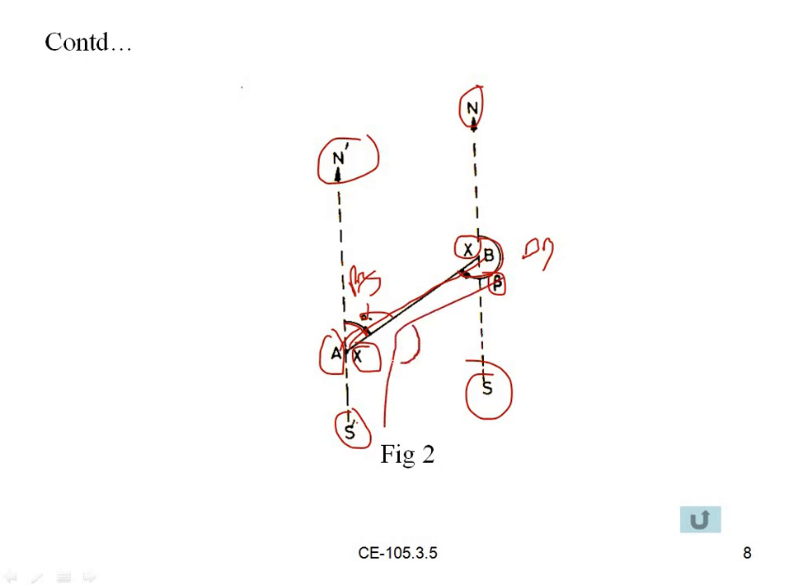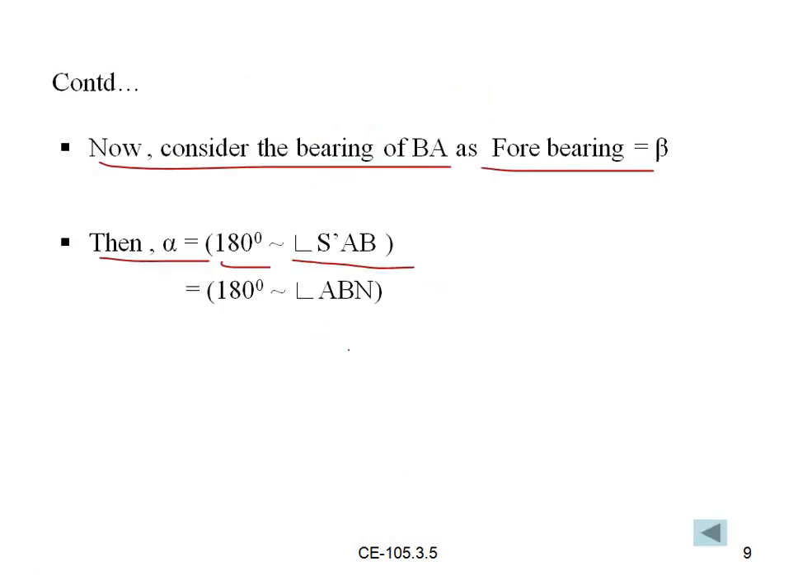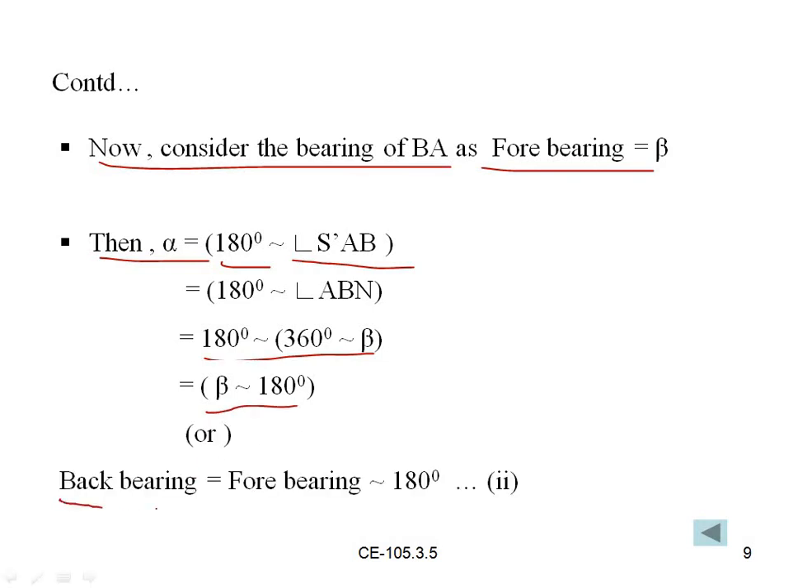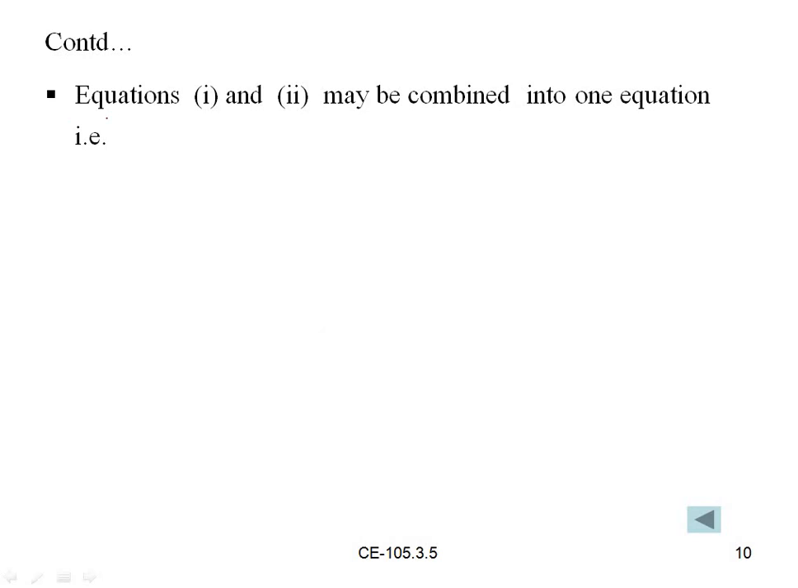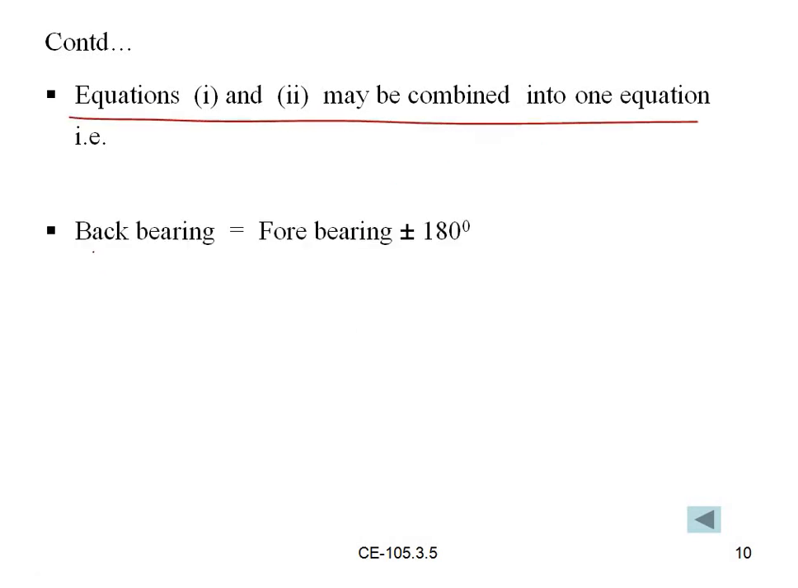So this angle is called 180 degrees plus, equal to AB, and that is 180 degrees minus 360 degrees minus beta. Beta minus 180 degrees, or we will write back bearing is equal to forward bearing minus 180 degrees. This will be the second equation. So equations 1 and 2 may be combined into one equation, that is back bearing is equal to forward bearing plus or minus 180 degrees.